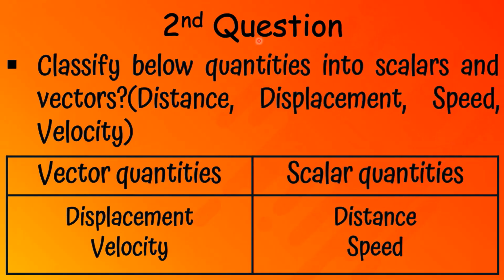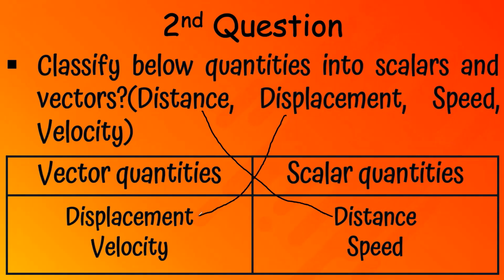This is second question, Roman number 2. Classify the below quantities into scalars and vectors: distance, displacement, speed and velocity. So let's classify. Distance is a scalar quantity because it has a magnitude but no specific direction.